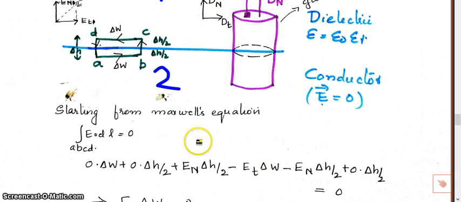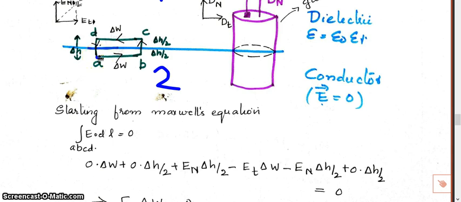Again we start from Maxwell's equation. For that we make use of a closed path A, B, C, D. Okay. And Maxwell's integral form is the integral of E dot dl equal to 0 over the closed path A, B, C, D.